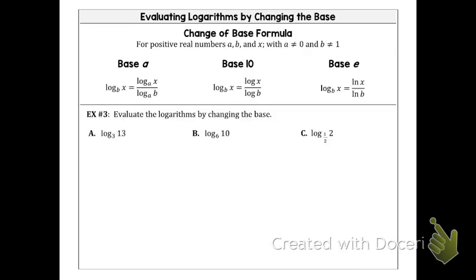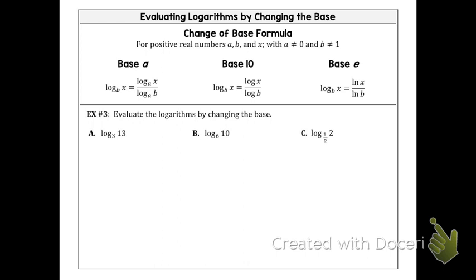All right, then it moves on to evaluating logarithms by changing the base. So we have a change of base formula, which says, for positive real numbers a, b, and x with a not equal to 0 and b not equal to 1, if we are given log base b of x, we can change it to different bases. So the first one here just says, let's use base a.